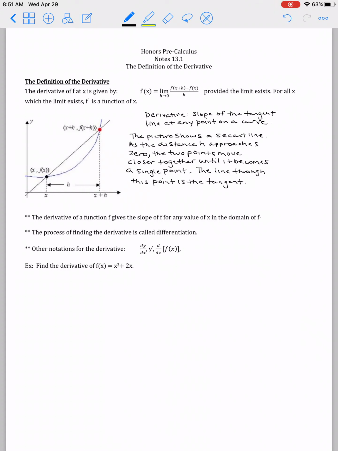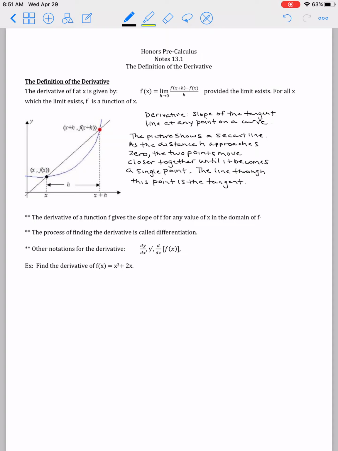In this lesson, we officially start a lot of our calculus section with a key concept called the derivative. And the derivative is the slope of the tangent line at any point on a curve. And we are going to use a limit-based formula, and the picture shows kind of where the formula comes from. And I'll explain the formula as we go through.